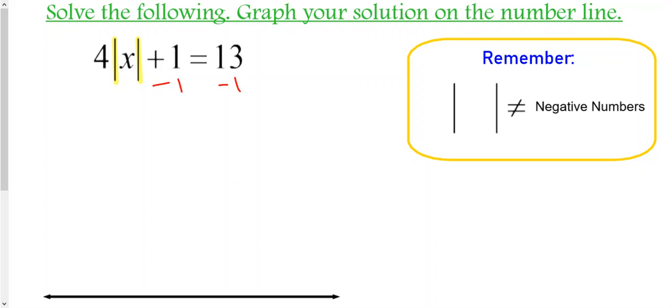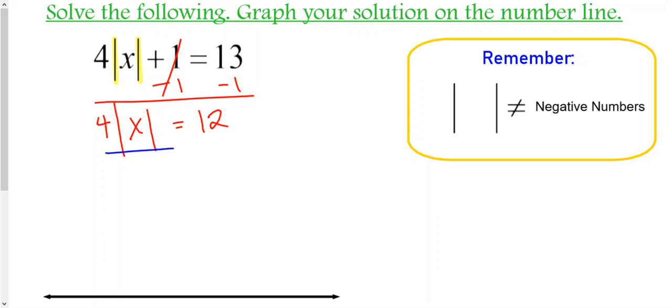So subtract 1, subtract 1. Cancels that out, and I'm still left with 4 times the absolute value of x is equal to 13 minus 1 is 12. And the next step to get rid of the 4 is to divide each side by 4. So now we have the absolute value of x is equal to 12 divided by 4 is 3.